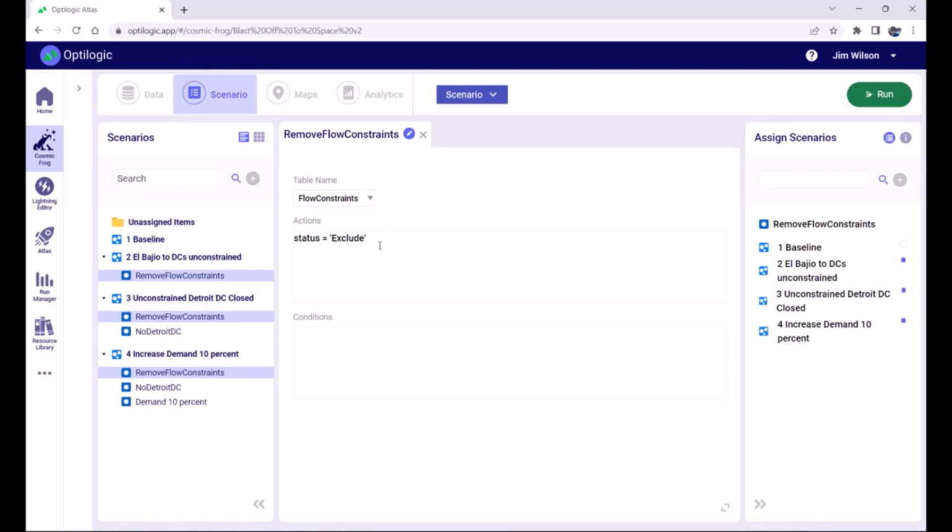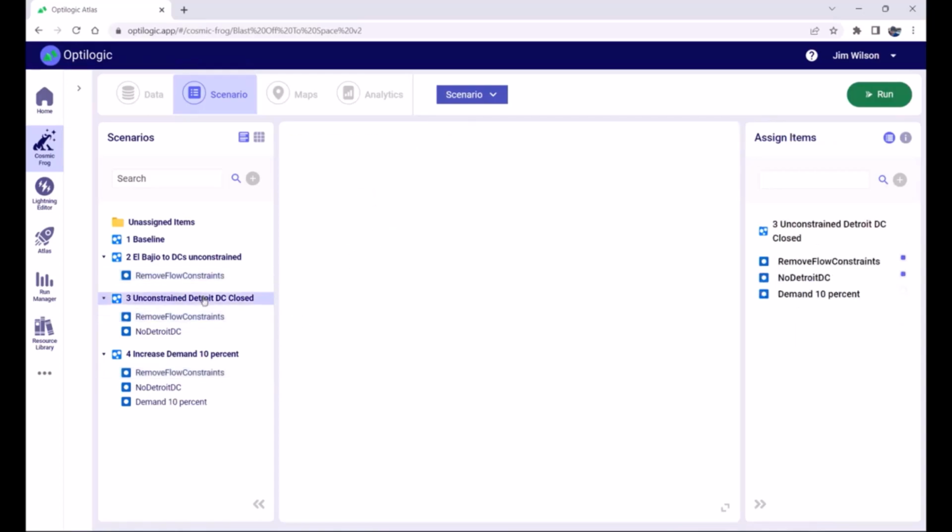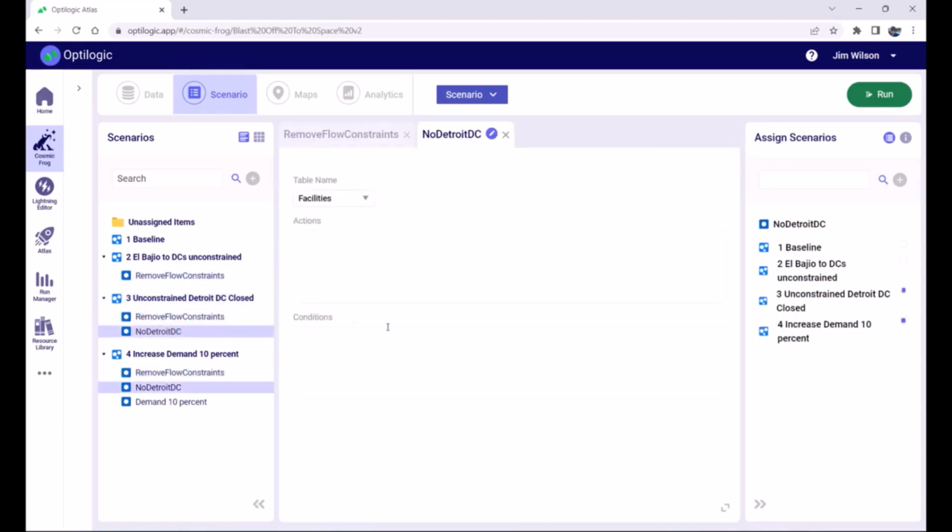Then additionally, we know that the lease is coming up on the Detroit distribution centre. It's got a few months to run, and we have the option to get out of that DC if we want to, contractually. So we're going to start layering these up. We're going to say, well, what does the world look like if we remove those flow constraints, and then we also don't have the Detroit distribution centre? We're asking the question there whether or not we should renew the contract.